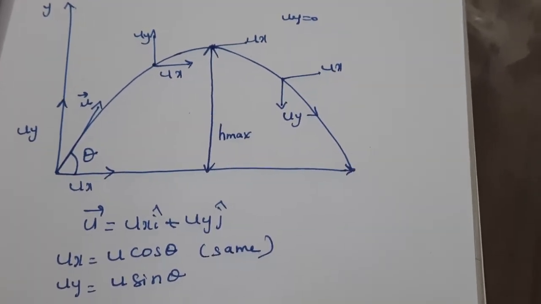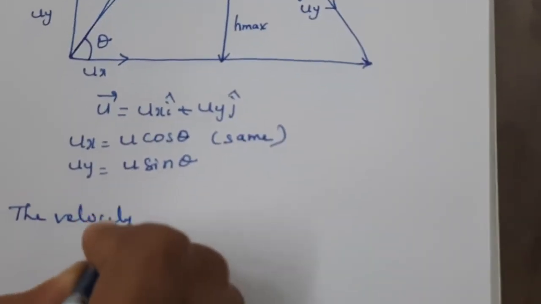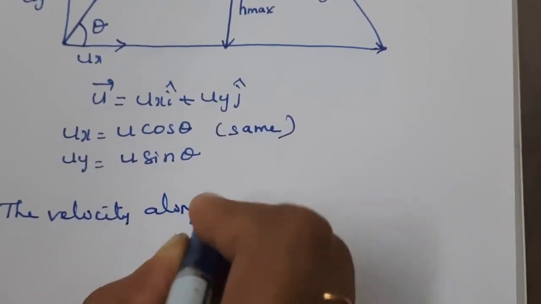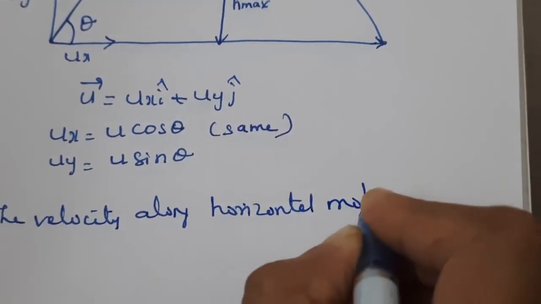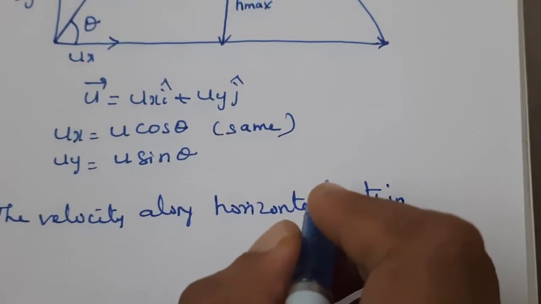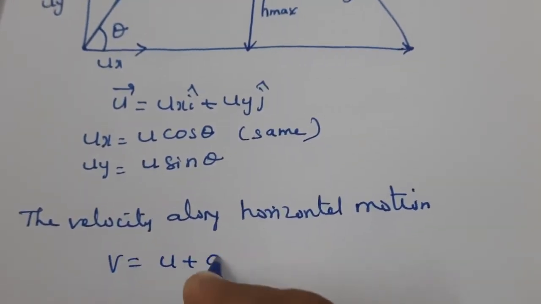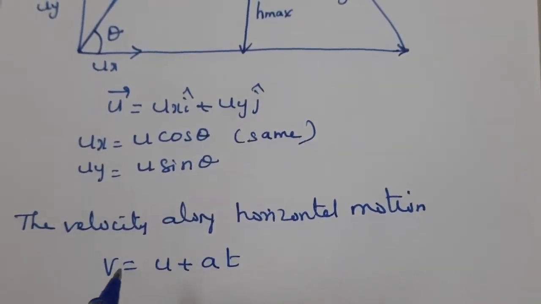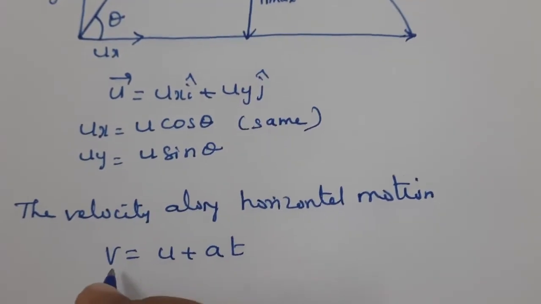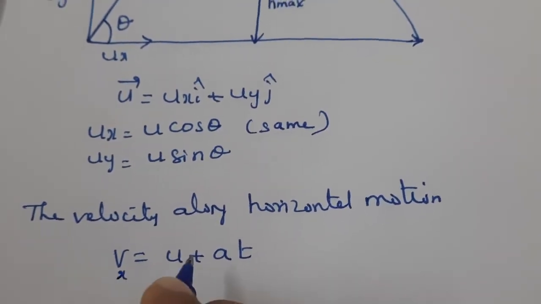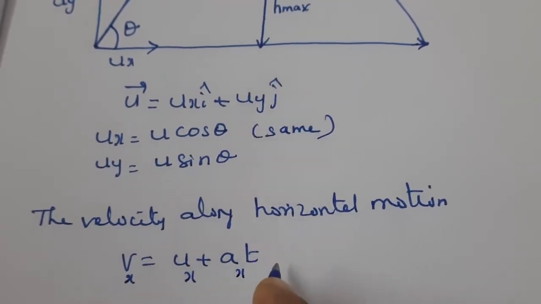So, the velocity along the horizontal motion. How can we calculate? We know the equation v equal to u plus at. This is the first kinematic equation, the velocity time relation. So, velocity along the horizontal motion we can write vx is equal to ux plus ax into t.